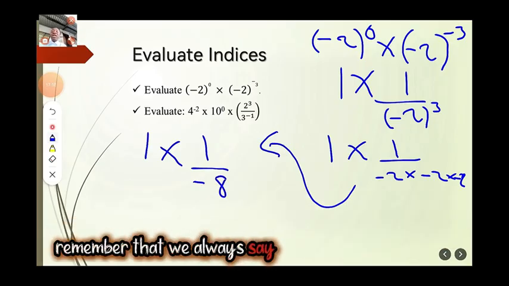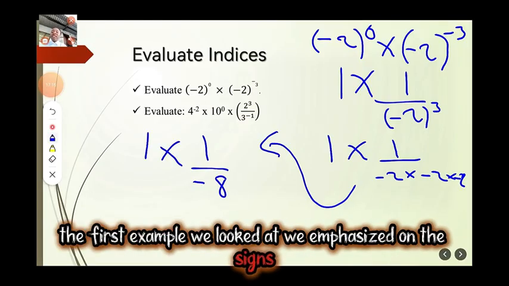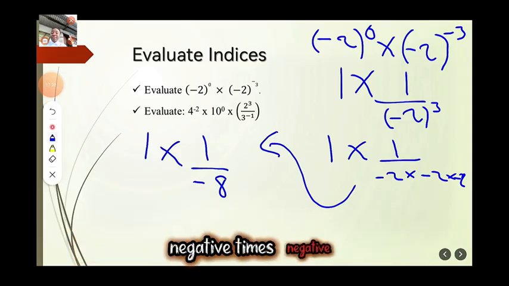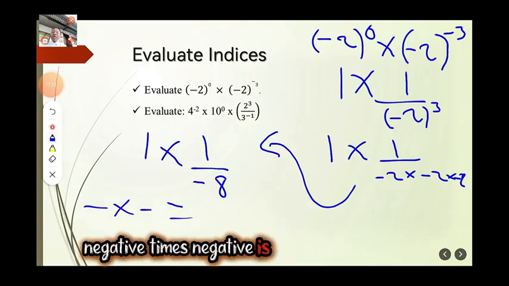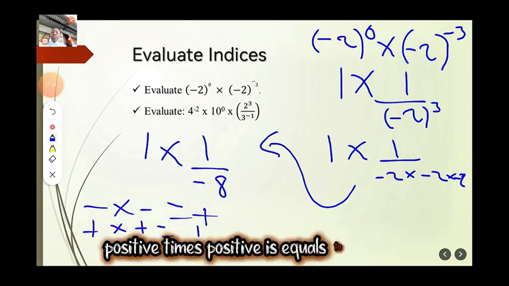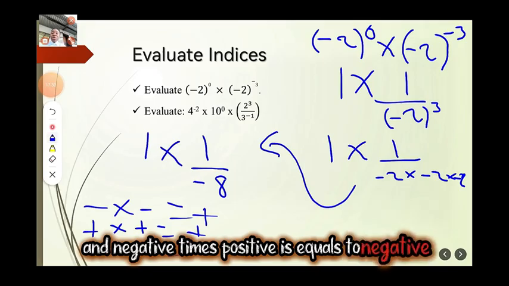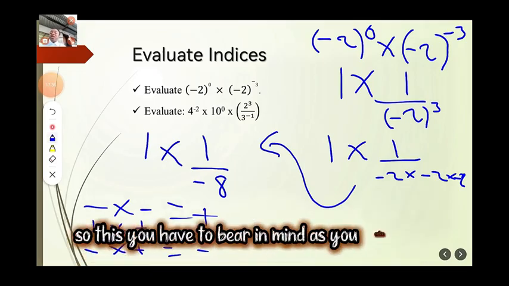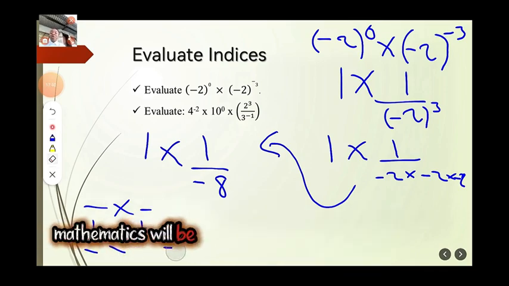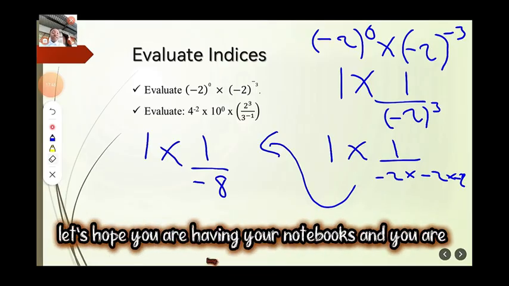Remember, in the first example we looked at, we emphasized the signs. These are the common mistakes we actually make. Negative times negative is equivalent to positive. Positive times positive is equal to positive, and negative times positive is equal to negative. So this you have to bear in mind as you solve these equations. With you knowing the signs exactly, mathematics will be very easy for you to solve. So take note. Let's hope you are having your notebooks and you are busy taking notes.